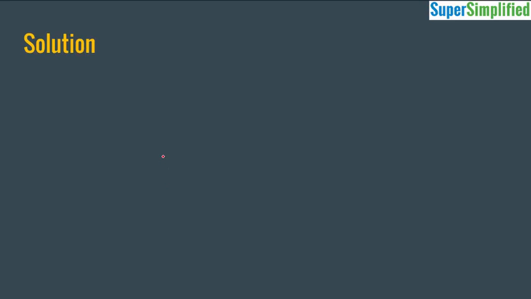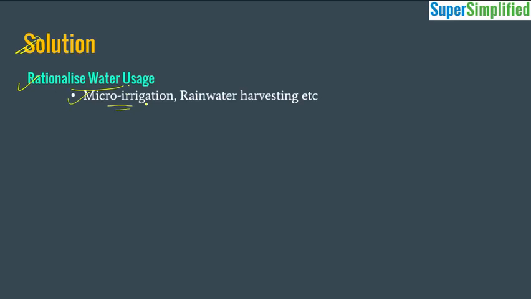Now enough of problems, let's come to the solutions. What are the solutions which are available to us now? Let's list them out. We will discuss them in detail in the coming slides. The first one is to rationalize the water use by using micro irrigation. Micro irrigation means drip irrigation and sprinkler system, all those things. And we can also employ rainwater harvesting for recharging the groundwater level.